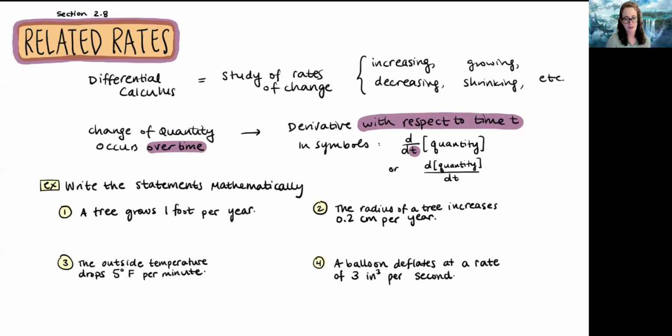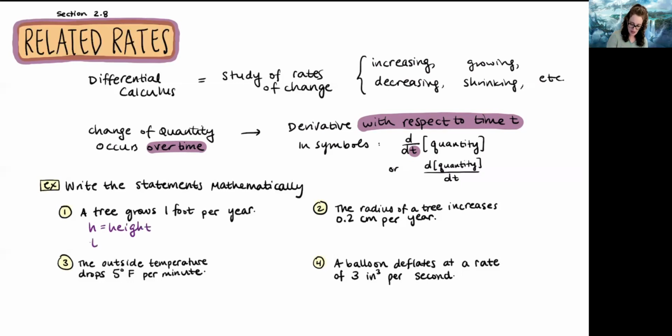This is just getting used to thinking about these symbols more broadly as a symbol that means rate of change. I know we've talked about rate of change in a couple of different ways, with average and instantaneous. This is related, but a little bit different. So let's write the following statements mathematically. Number one, we have a tree growing 1 foot per year. We need some variables here. The growth of a tree is normally its height, so let's call little h the height of the tree.